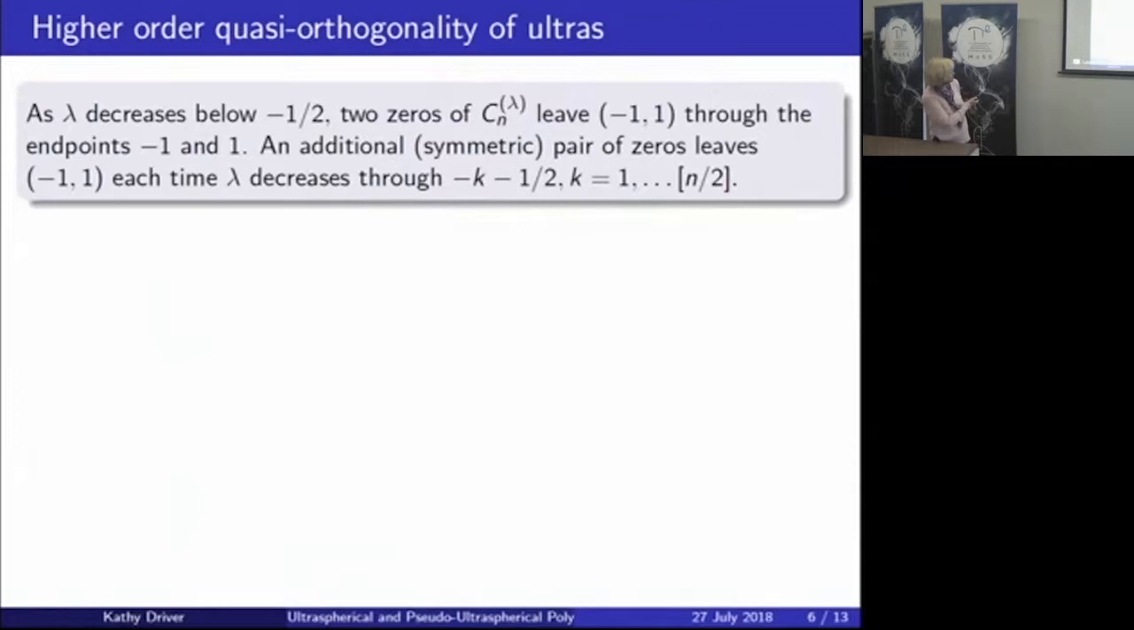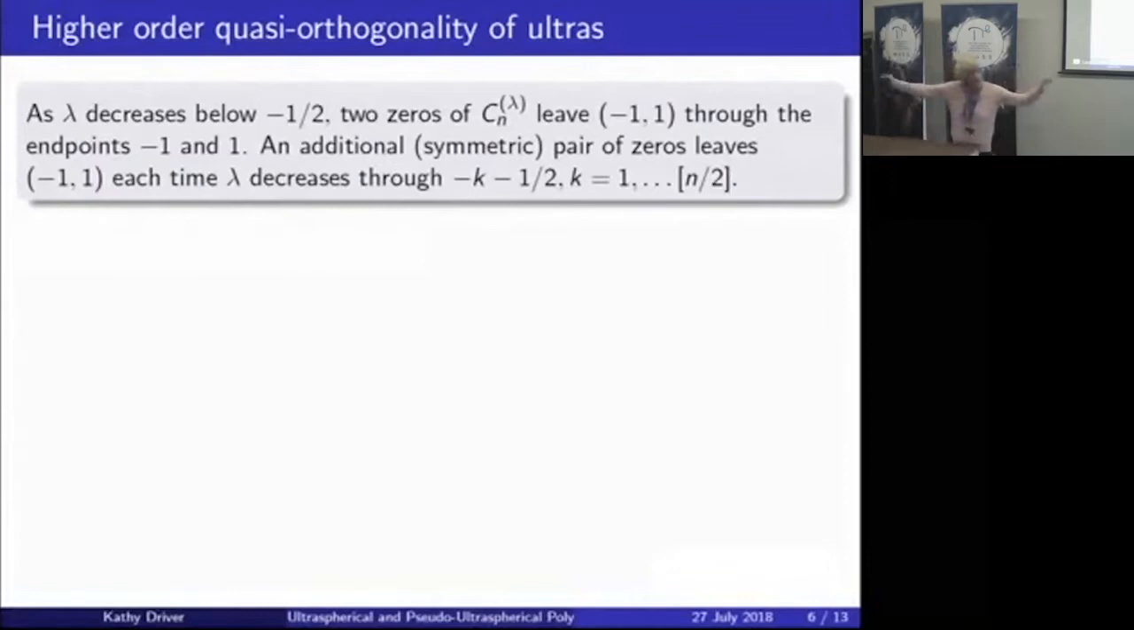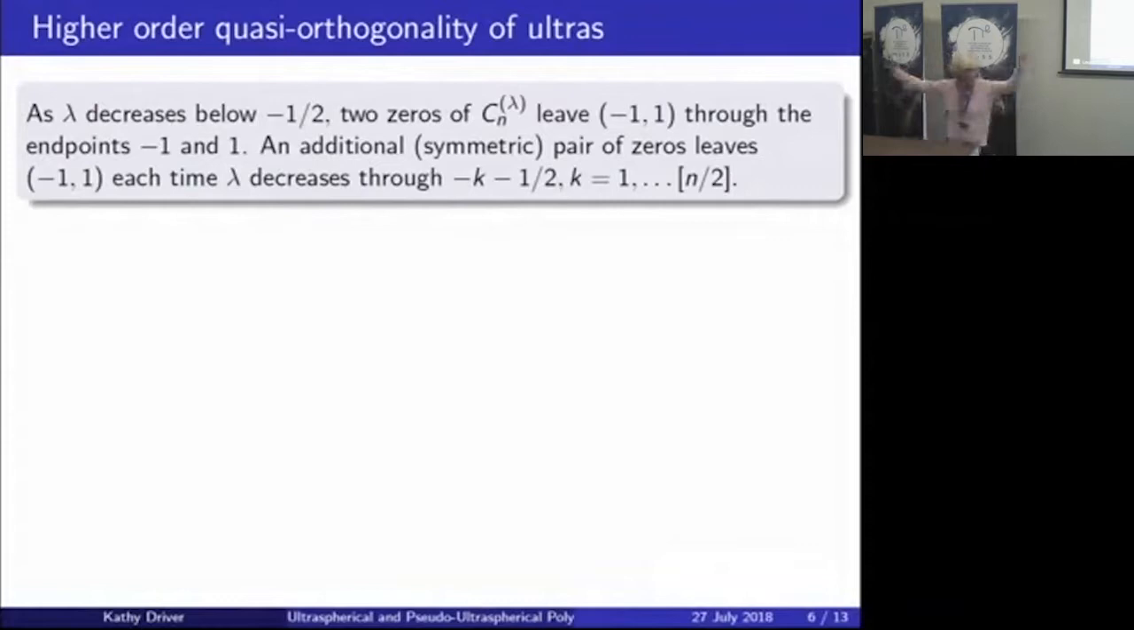past successive half integers, so minus 3 over 2, minus 5 over 2, minus 7 over 2, and so on, you have another pair leaving. And the first drop leaves through minus 1 and 1, because the coefficients of C_n^lambda can't be complex. They've got to stay real because they've all got complex conjugates that are also zeros. Okay, but as soon as they can, they become complex. And certainly they want as much freedom as they can. So this is the situation.